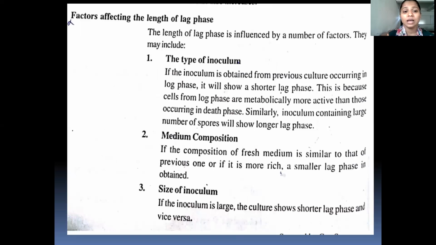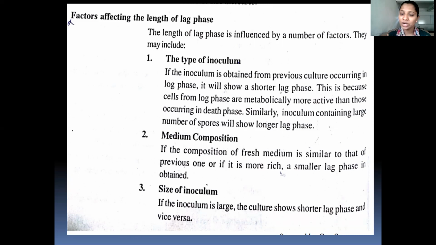Factors affecting the length of the lag phase. Let's see some factors affecting the lag phase. First one, that is the type of inoculum. If the inoculum is obtained from a previous culture occurring in the log phase, it will show a shorter lag phase. This is because cells from the log phase are metabolically more active than those occurring in the death phase. Similarly, inoculum containing a large number of spores will show a longer lag phase.